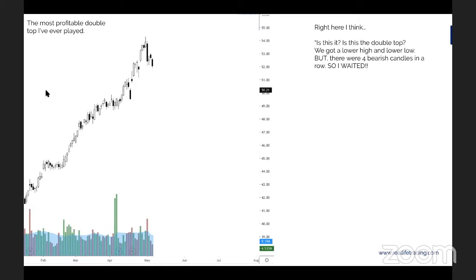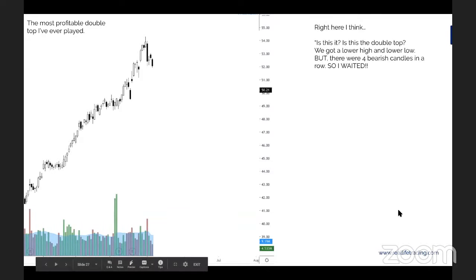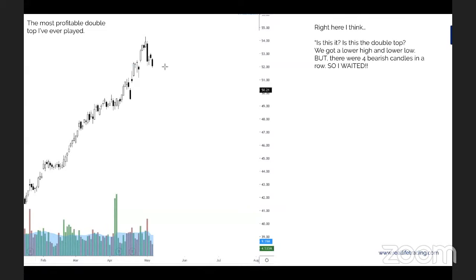Can anyone tell me why I said one more day based on something that's on the screen? It's a glaring, obvious thing. Super glaring. Really obvious. Hoff says, why wouldn't the neckline be the top of the high wave candle? It wouldn't be the top. When you're playing double tops, you are breaking support. So support, Steve, is the low of those candles.